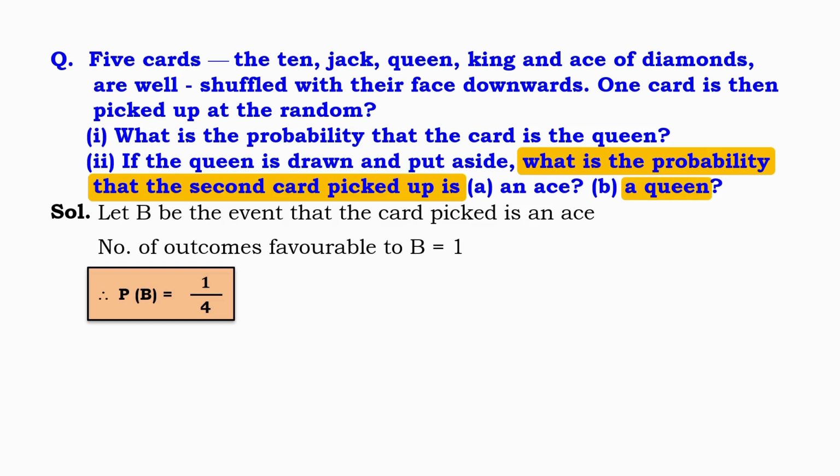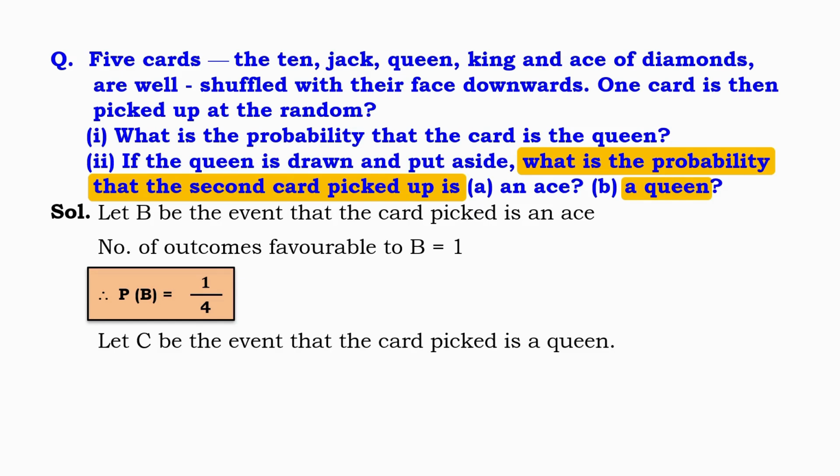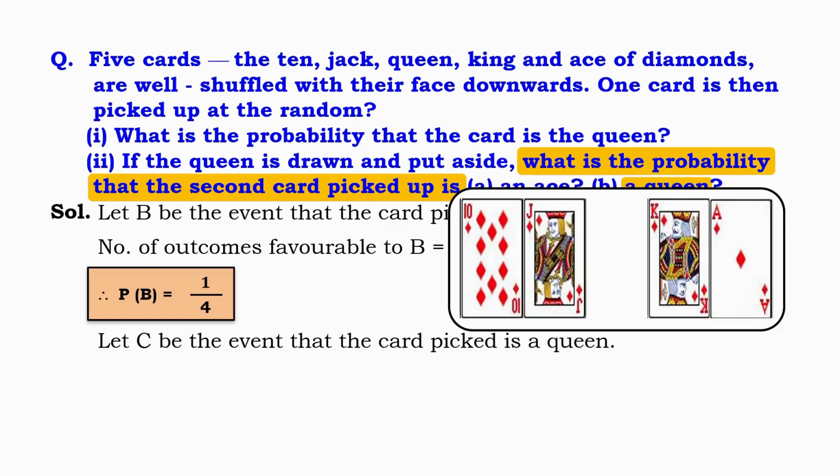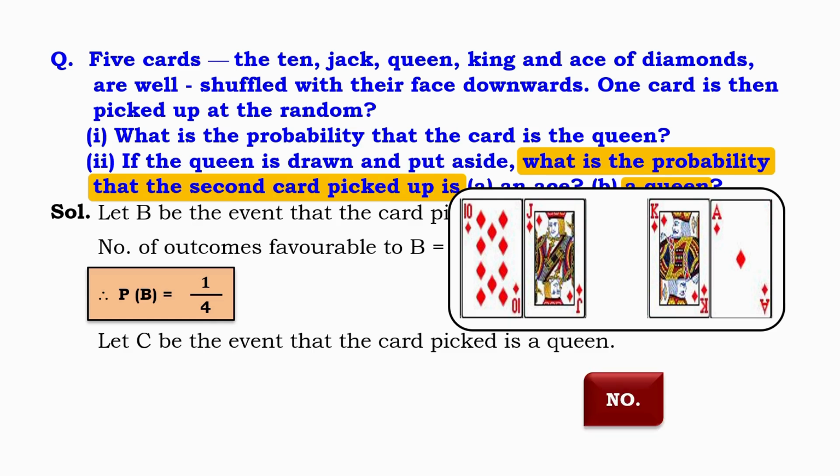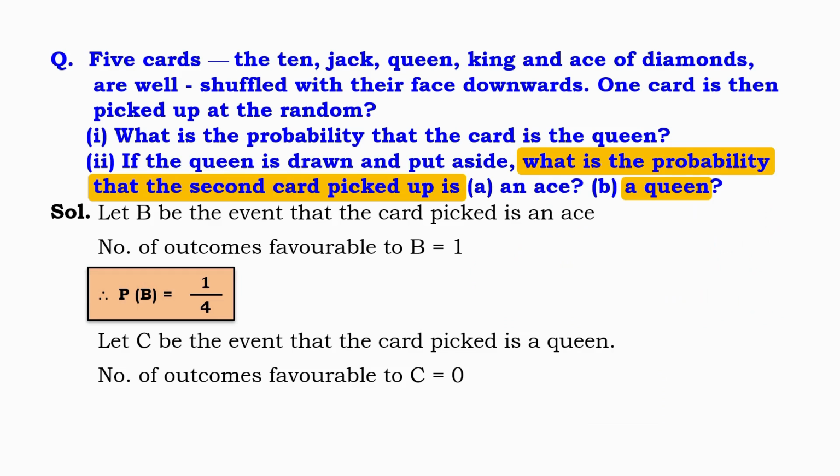Now, what is the probability that the second card picked up is a Queen? Let C be the event that the card picked is a Queen. Is there any Queen card in this case? Because we have already put the Queen card aside, right? So there is no Queen card. So the number of outcomes favorable to C is equal to 0. So the probability of C is equal to 0 by 4, that is equal to 0.